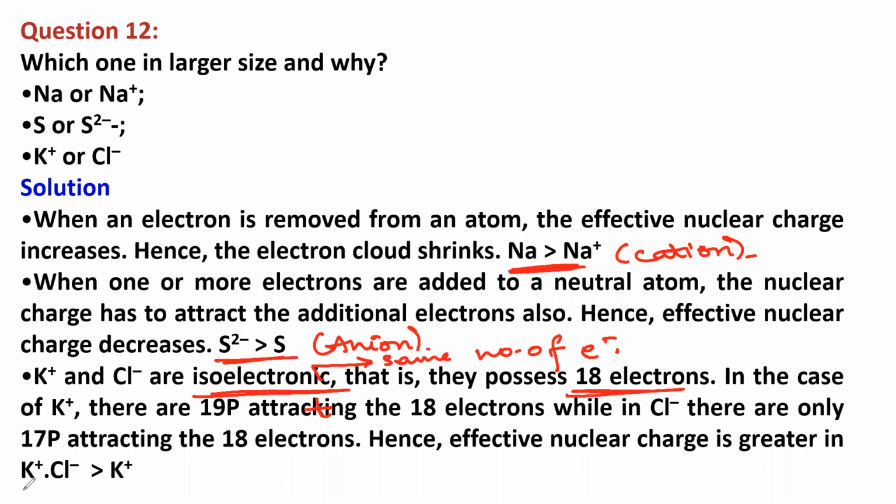Automatically, as the effective nuclear charge increases in K plus, the size decreases. So Cl minus is greater than K plus. The ionic radius of Cl minus is more than that of K plus. Very, very important question. Next question.